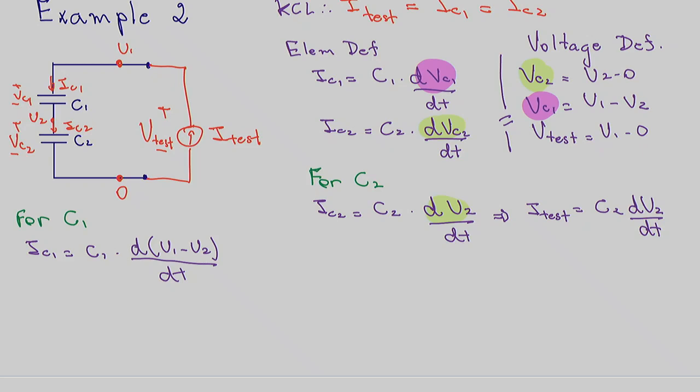Okay, we also know that IC1 is equal to ITest. Oh, how do we know? Because it was the beginning of our assumption here, that ITest would be IC1. Okay, so I'll keep rewriting things here, and I will write the following.